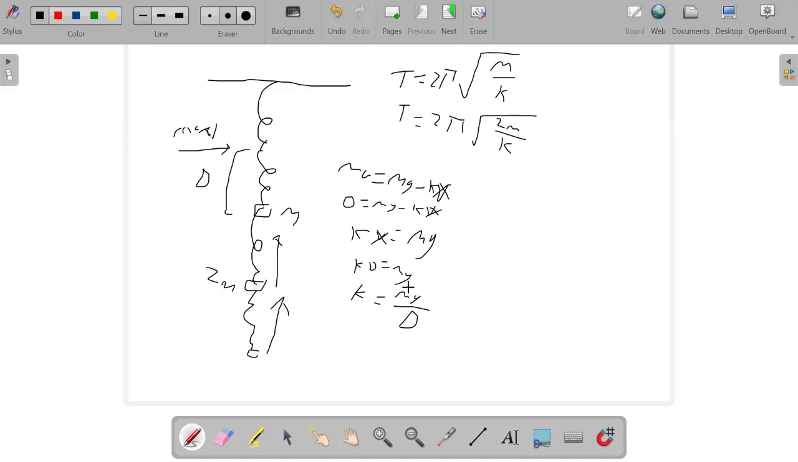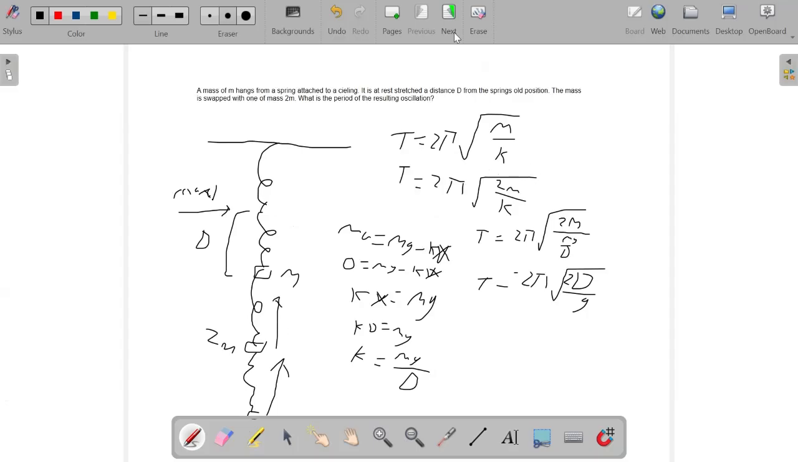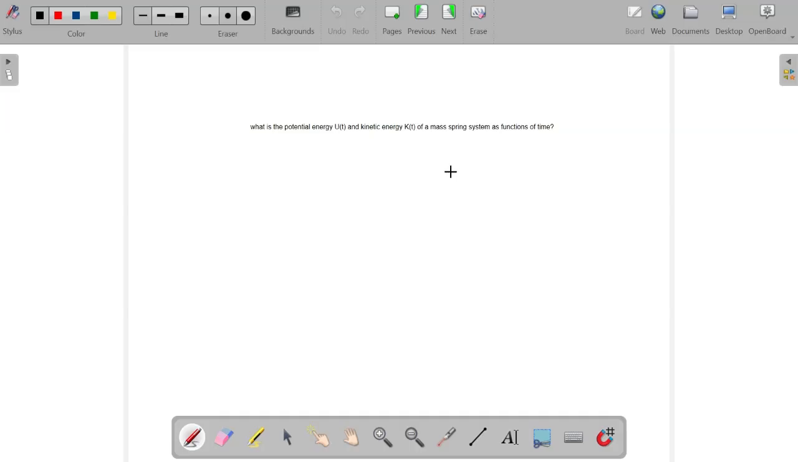So we're going to plug in this value for k to change the form of it to our expected answer. And this becomes T equals 2 pi times the square root of 2d over g. Okay, I'm probably going to start doing this a bit quicker because I explained a lot on that one. A lot of these questions are pretty simple.